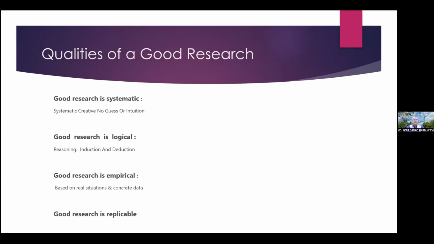Then qualities of good research. Good research is systematic, creative, with no guesses or intuition. I have told you that I have some intuition, I already have some idea of what it should conclude. So most of the time, the researcher has a lot of biases when doing research. Some of the time we find that because of this kind of bias, the quality of research goes down.